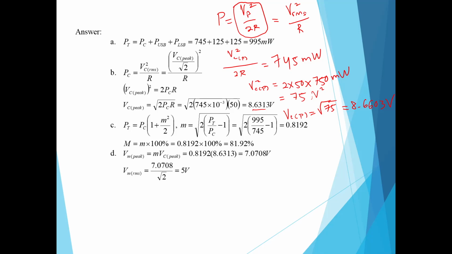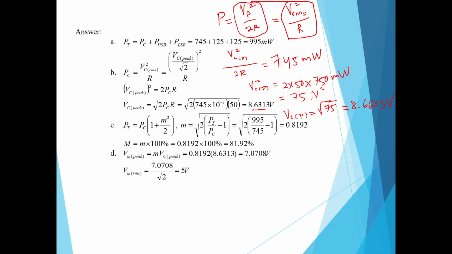So you can use peak equations to find this one. So 750, I repeat again, times 100, so we get 75, and then we need to do the square root of the answer, so we get 8.6603 volt. Okay, if you want to find the RMS, you can use Vrms square divided by R, equal to 745 milliwatt.